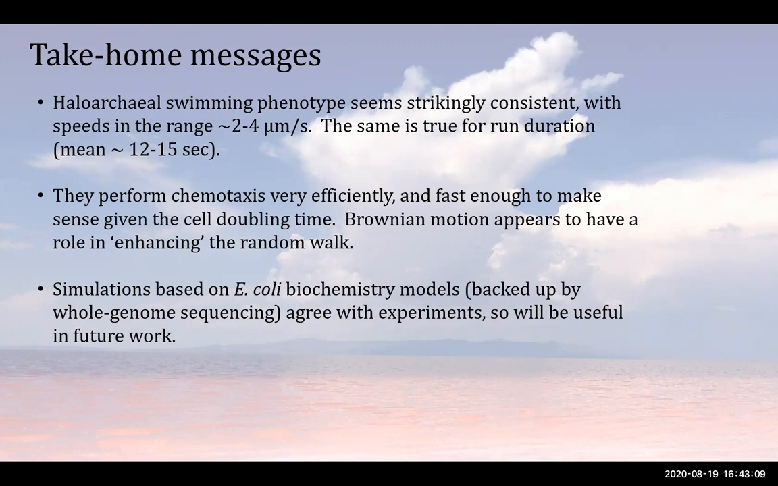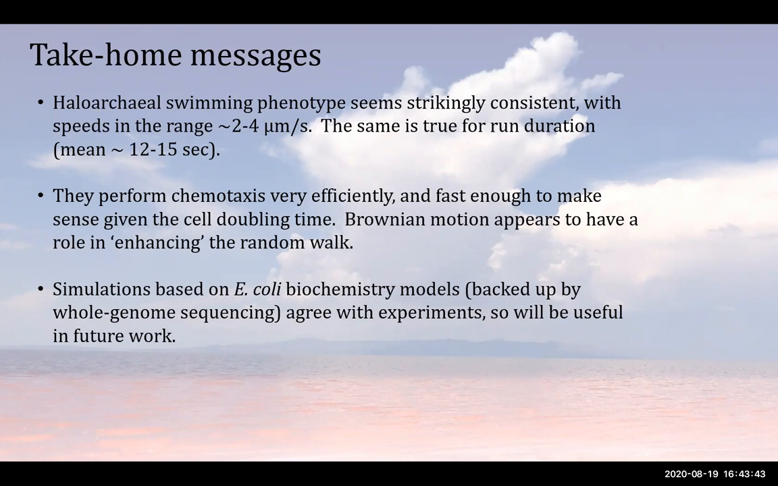We find that the cells swim fast enough given their doubling time to catch things that are diffusing steadily. And Brownian motion seems to have a role in enhancing the random walk. The cells don't change direction very often, but Brownian motion tilts them off course, which also contributes to this investigation and navigation. And in some senses, this is quite similar to Eric Lauga's idea that if you have a reciprocal swimmer that moves forwards and backwards, you can break that symmetry by having Brownian motion on top.